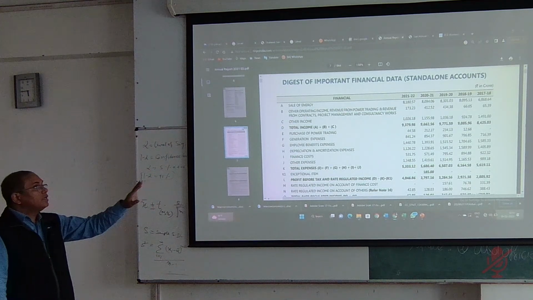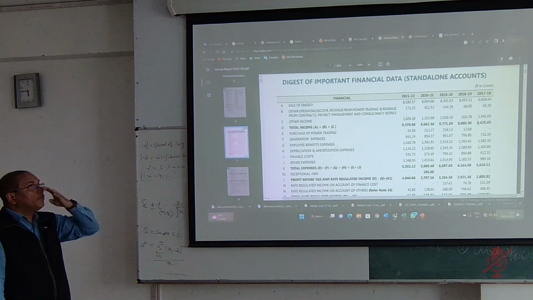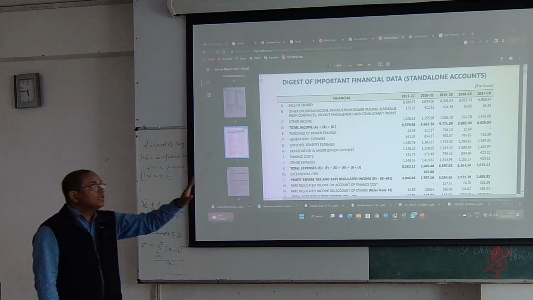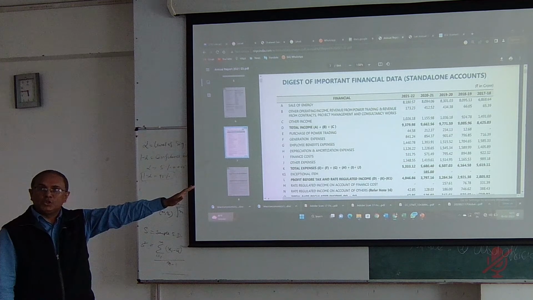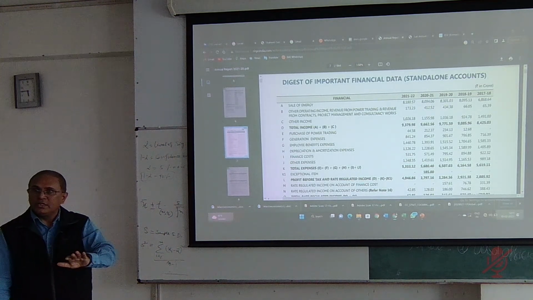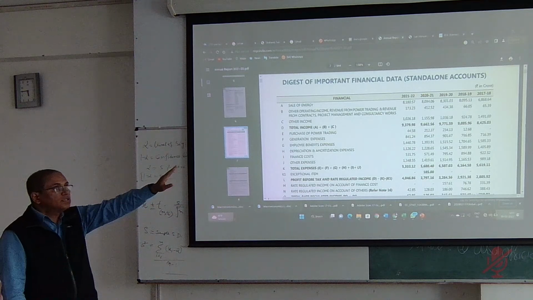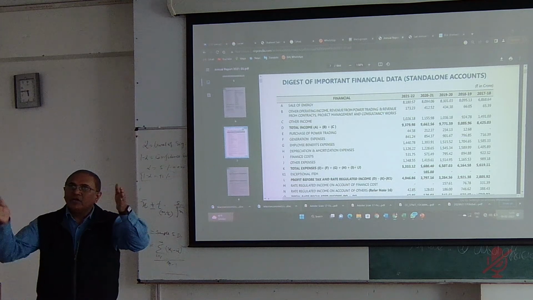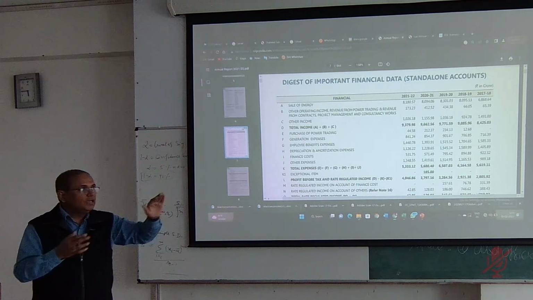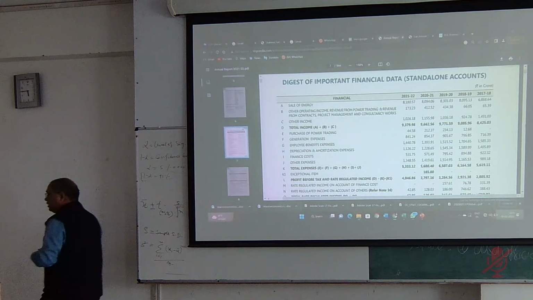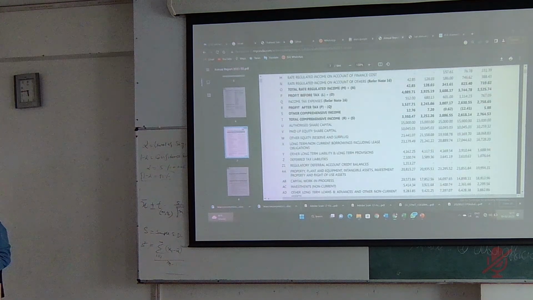So look here, this is a 5 years statement of NHPC. Latest is 21-22. For any company in India, 21-22 is the latest one. Starting from 17-18. In the case of Steel Authority, we had 10 years. Here it is 5 years. So observe minutely which ratio you would like to see first.